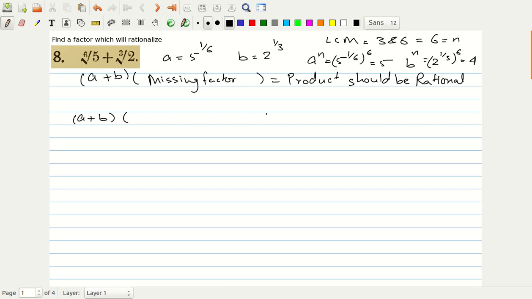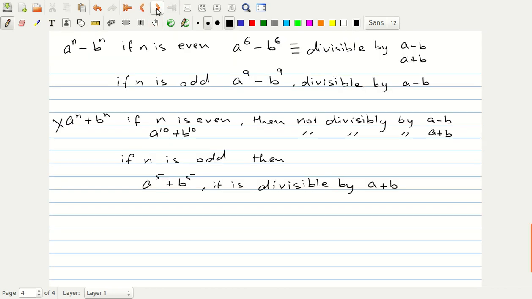We have to find the missing factor, but we know that a to the power n, which is 5, and b to the power n, which is 4. Now we have to simply decide whether we should put a minus sign here or a plus sign here. For that, you can look at what we discussed: if a to the power n minus b to the power n, and n is even, then a to the power 6 minus b to the power 6 is divisible by a minus b as well as a plus b, right?